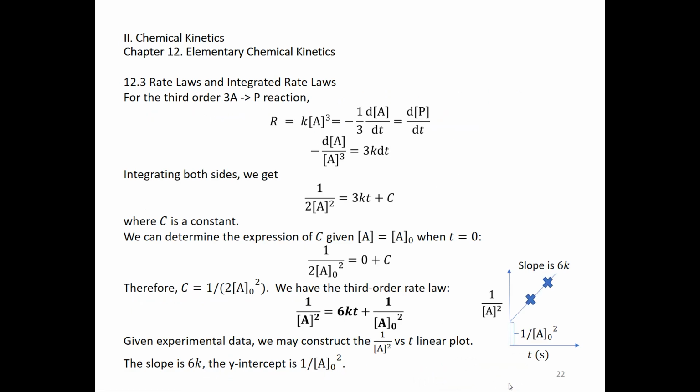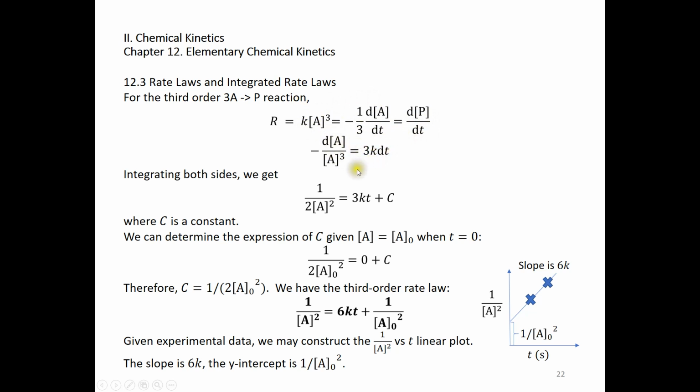The last slide of this section, briefly I'll talk about the third order only because I want to show you it's possible to deal with the third order, the fourth order, etc. This is the third order. Rate equals k times A to the power of 3, and it's negative 1/3 dA over dt equals dP over dt. We just solve this differential equation. We separate the variables, A on the left hand side, t on the right hand side.